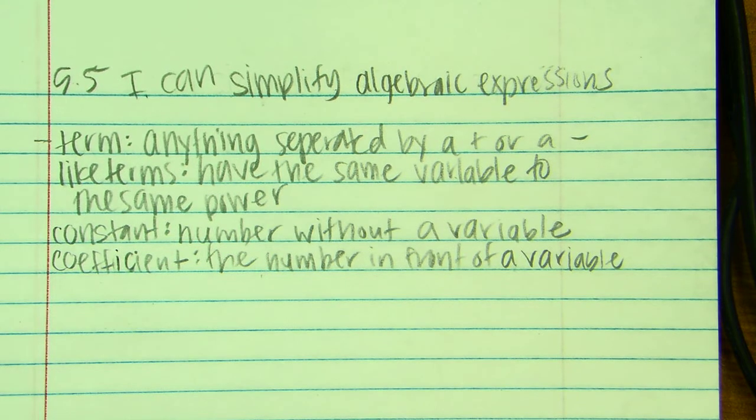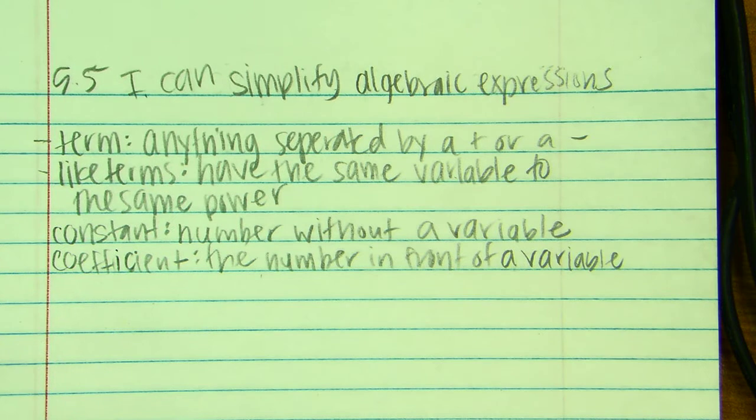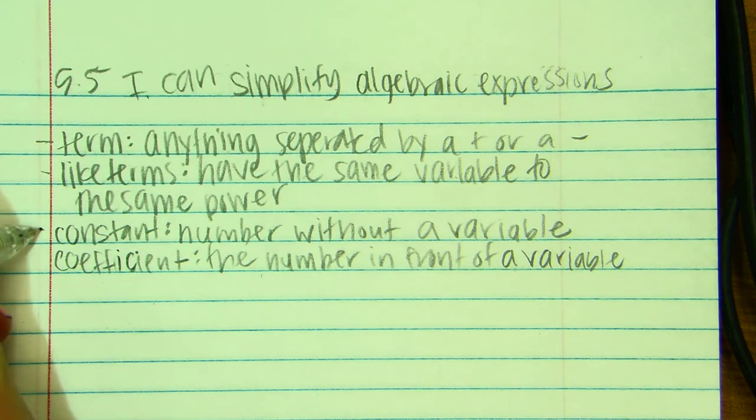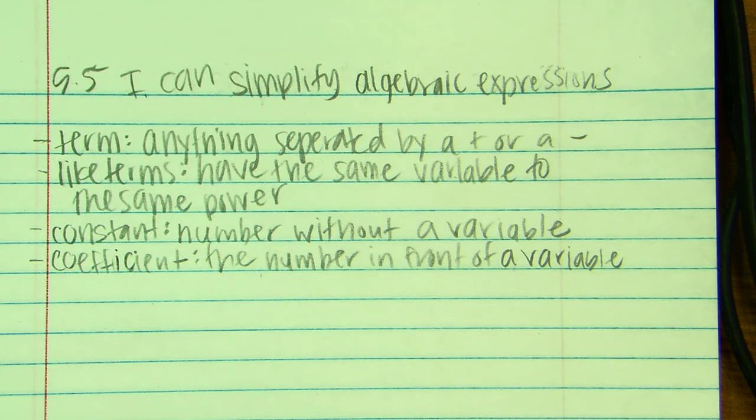Next we have like terms. Like terms have the same variable to the same power, so the same letter with the same exponent. Constants are numbers without a variable, and coefficients are the numbers in front of a variable. So the first thing we're going to do is just label some expressions.